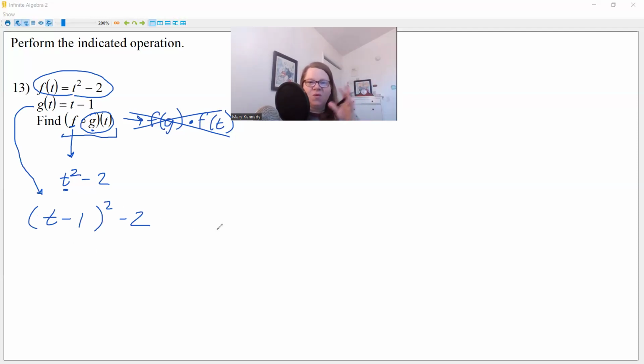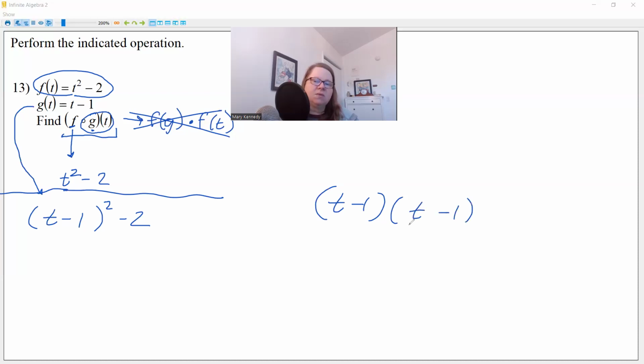If there had been more than one variable, then I would put t minus 1 in every single place where the variable is. I'd put it in parentheses. Okay, so now we're cleaning this part up. We have set everything up. This is our expression, t minus 1 quantity squared, minus 2. So I need to think about t minus 1 squared. So that is t minus 1 times t minus 1.